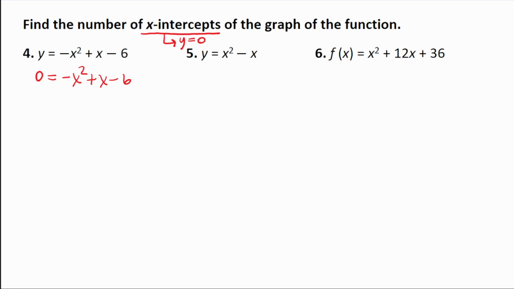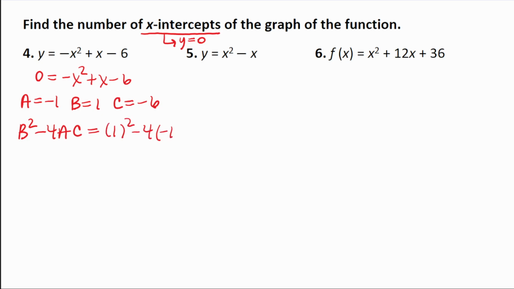Okay? So I'm going to label my a, b, and c. A equals negative 1, b equals positive 1, c equals negative 6. We've got b squared minus 4 times a times c equals 1 squared minus 4 times negative 1 times negative 6. Okay, so that's going to be 1 minus positive 24. So that's going to be a negative number. And since b squared minus 4ac is negative, I'm going to say this equation has no real solution, so it has no x-intercepts.